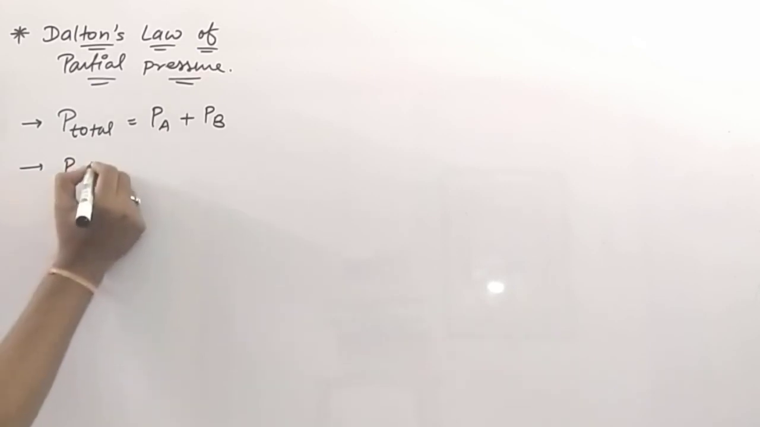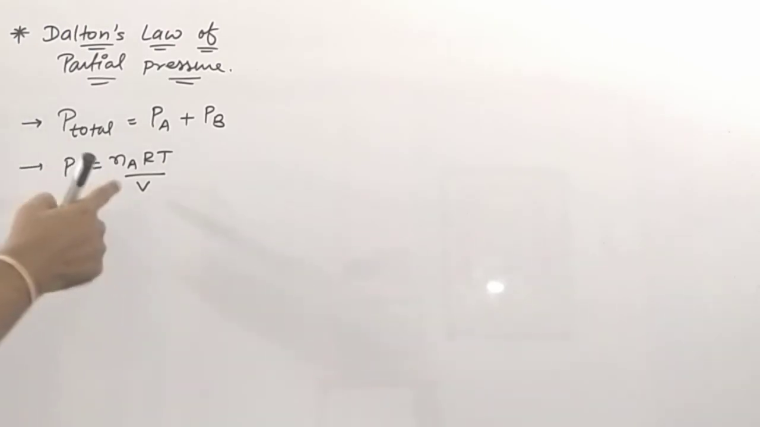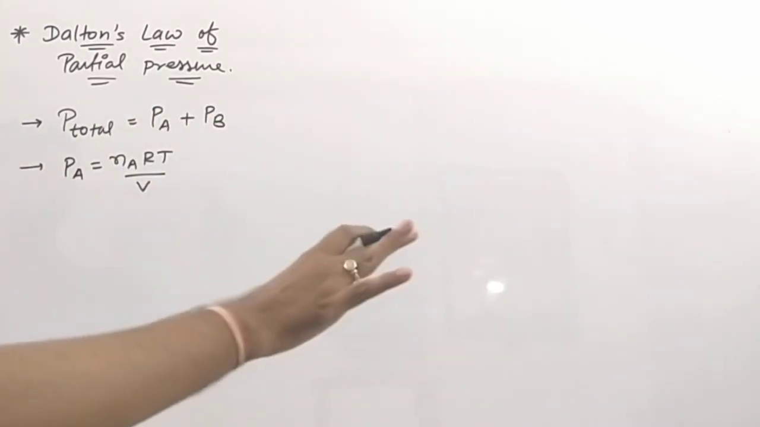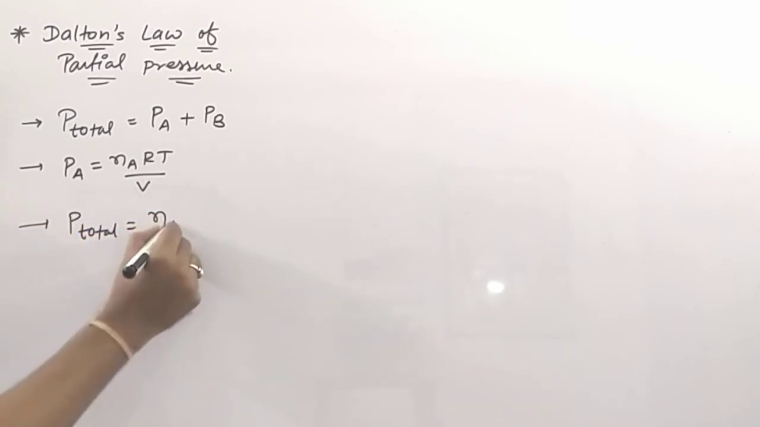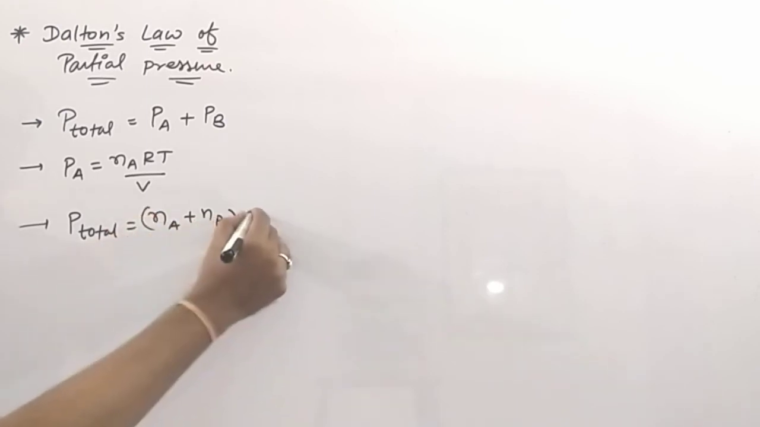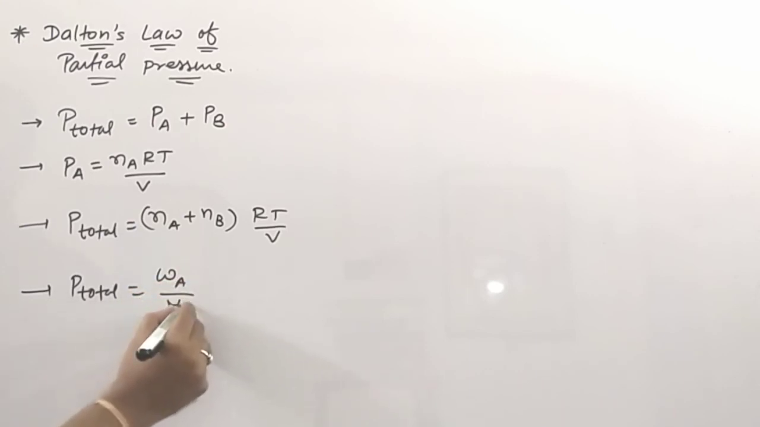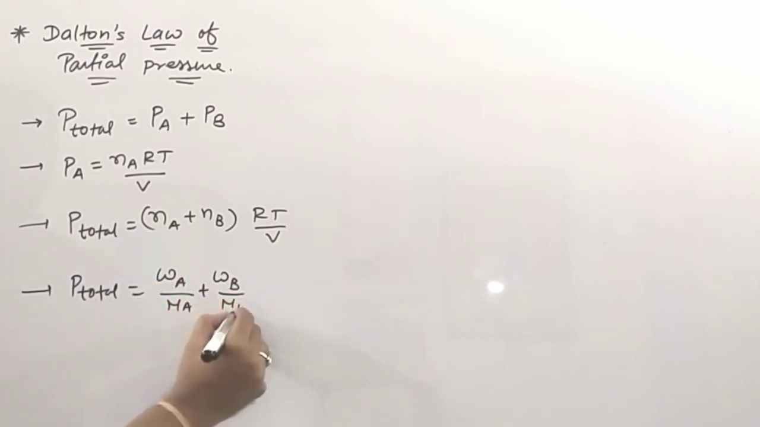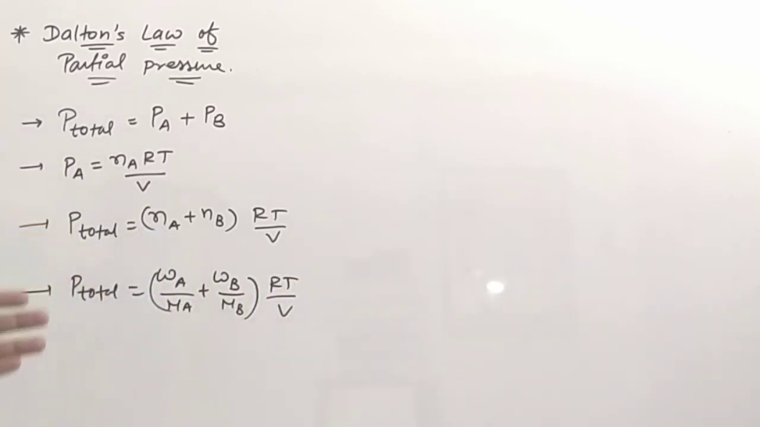Then partial pressure of A is equal to what? Na RT upon V. In place of Na, you can also use Wa upon Ma, RT upon V. Then we have also found P total is equal to what? (Na plus Nb) into RT by V. You can also write this formula in this manner: (Wa upon Ma plus Wb upon Mb) into RT by V, because moles is equal to what? Mass upon molecular mass. So you can also write this formula in this manner.